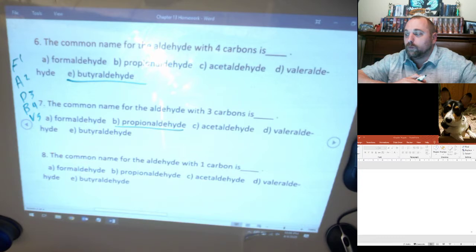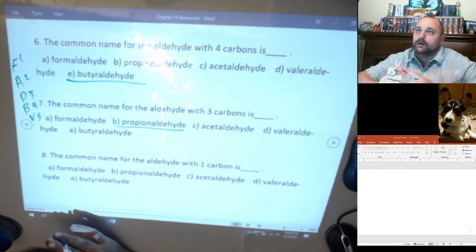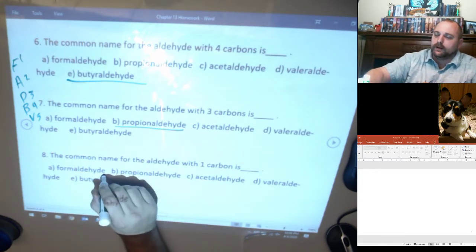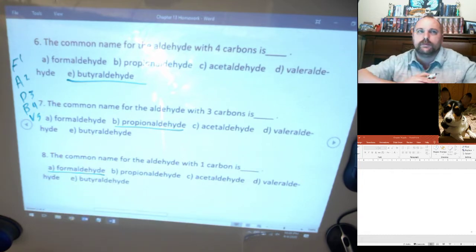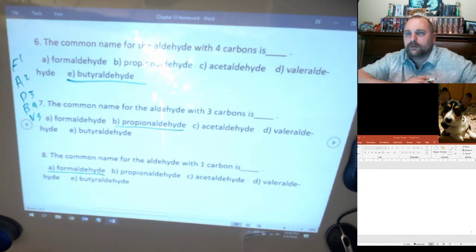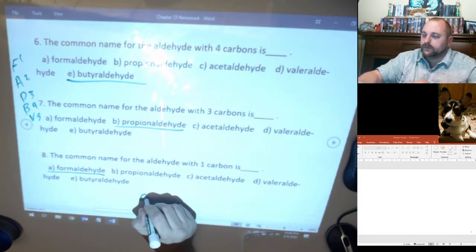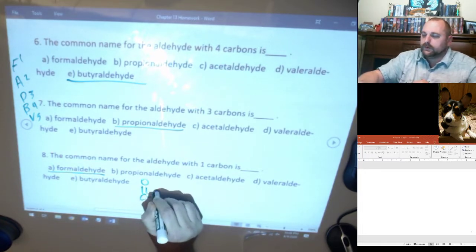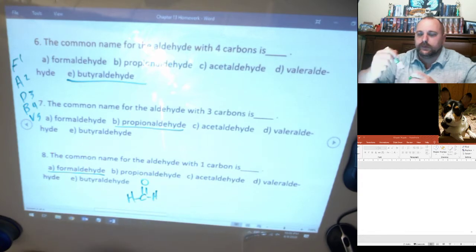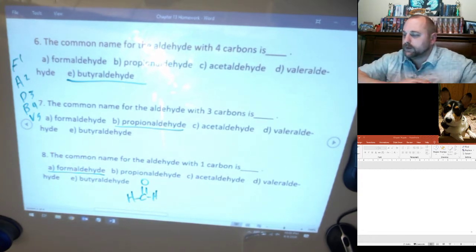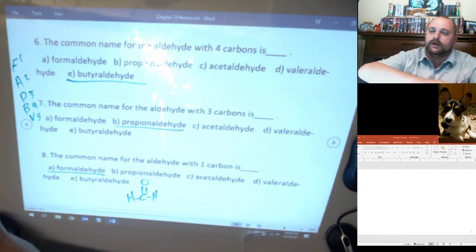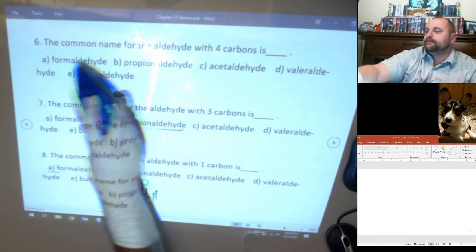So the common name for 1 carbon: formaldehyde. You've heard that term probably before. So formaldehyde just has this 1 carbon. It's about as simple as these can get. Alright, so formaldehyde looks like it can react on both sides. And they can.